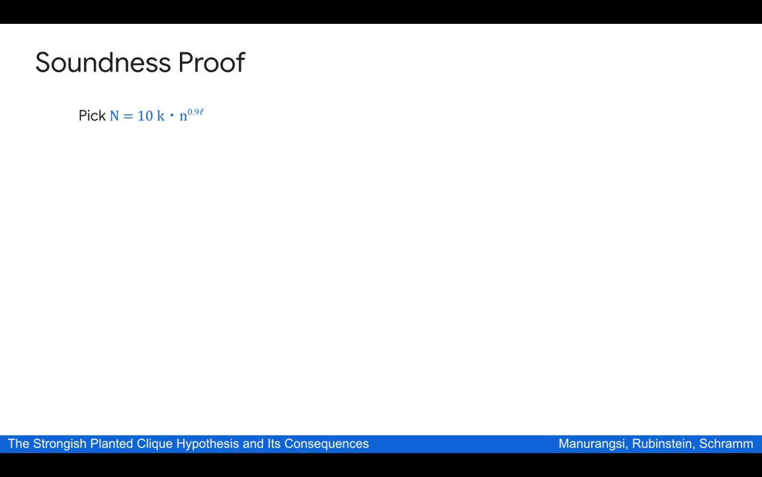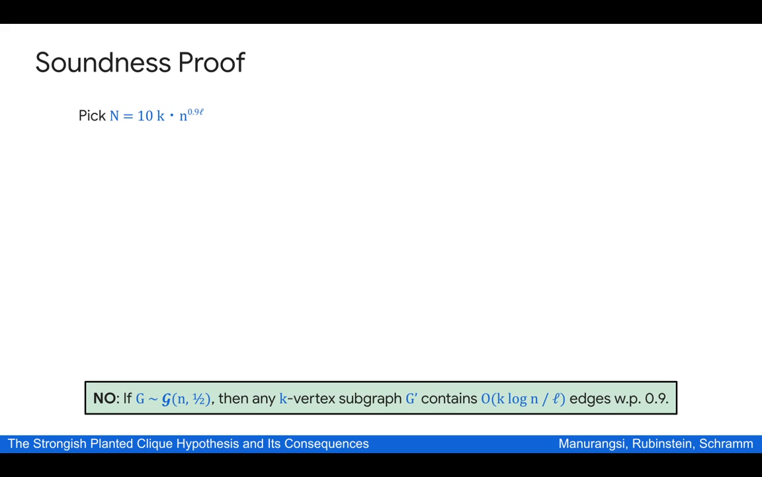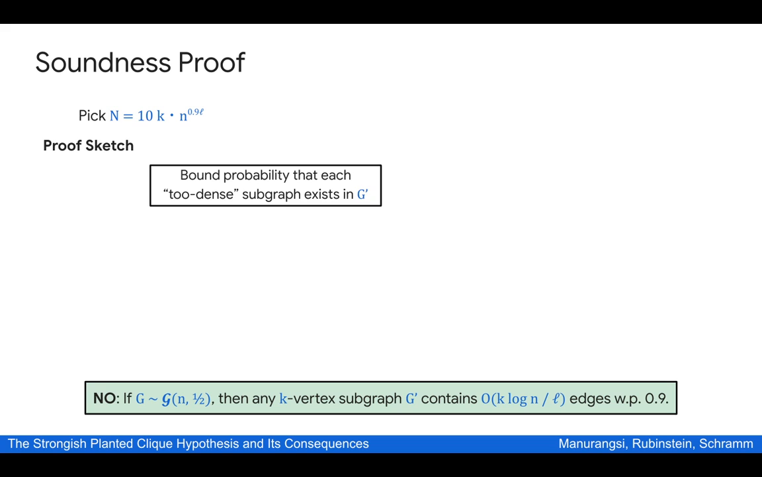Recall again that in the soundness case, or the no case, our graph G is drawn from the G(n, 0.5) random distribution. And we would like to show that any K-vertex subgraph of G prime contains at most K times log n over L edges with probability 0.9. Now, the overall idea in showing this is pretty simple. We'll consider each subgraph that exceeds this bound, in other words is too dense in G prime, and bound the probability that it exists in G prime. And then we'll just take the union bound over these too dense subgraphs.